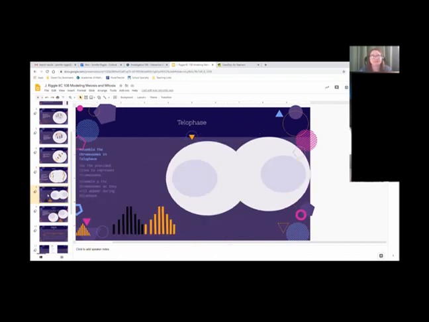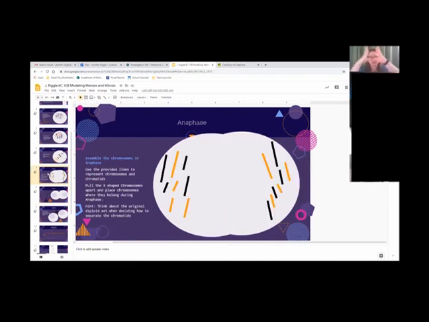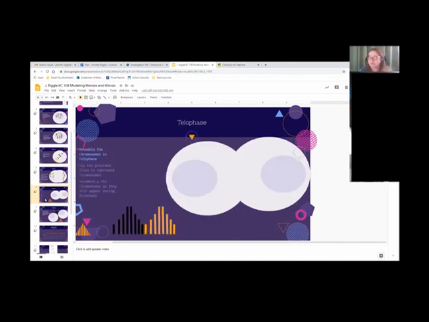Okay, so the next part is telophase. So in anaphase, we just ripped those chromosomes apart and pulled them to their separate corners. It's like, gotta get you away from each other. You guys are going crazy. We do not want this fight to continue. So we're in telophase, and that's where the nuclei start to reform.